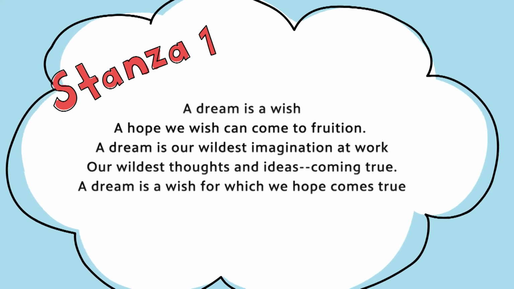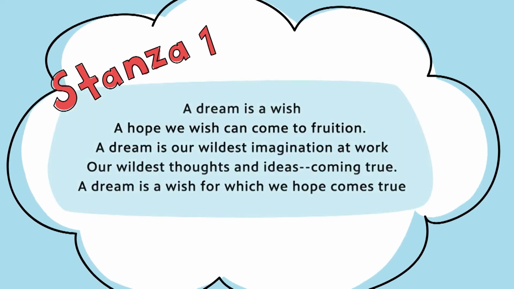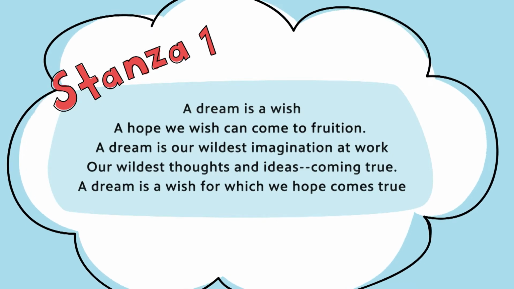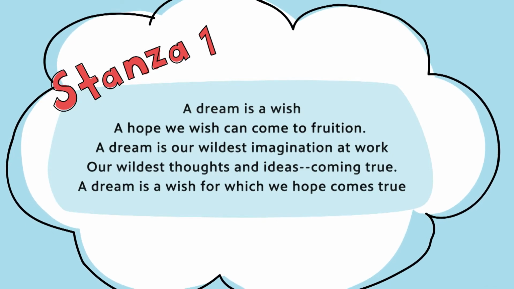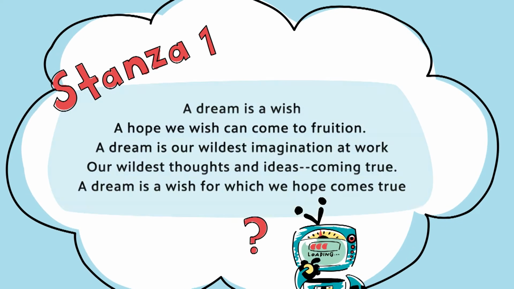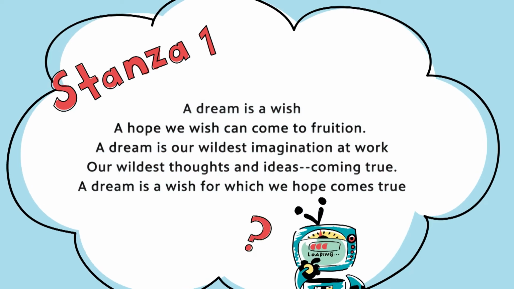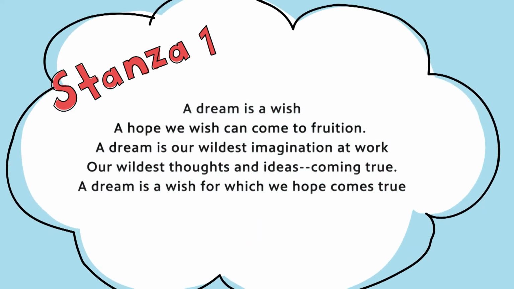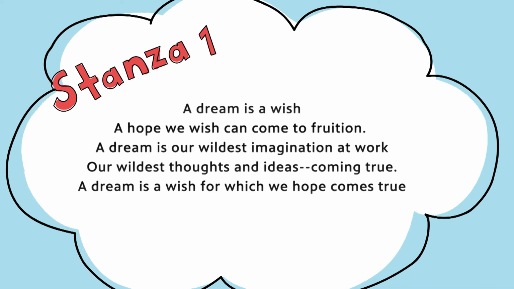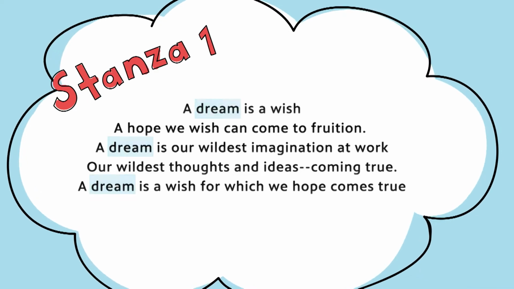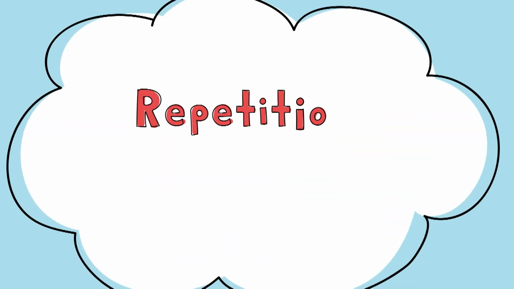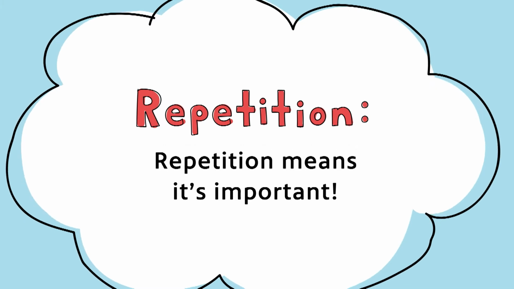Okay, very interesting. When I read this stanza, I notice that the author is focusing a lot on talking about what a dream is. What else do you notice about stanza 1? Okay, so those are some good notices. I also notice that since the poem repeats what a dream is, this must be important. If the author keeps saying it over and over again, they must want this to be really important for the reader.